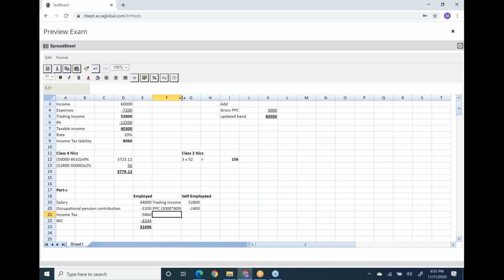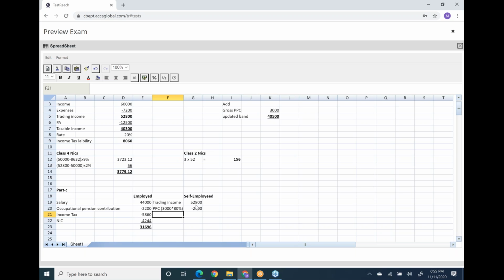This is your outflow. Then in this case you have to pay income tax and NIC. Income tax in this case, which we just calculated, is 8,060. And in this case you have two NICs, class 2 and class 4. Class 2 is 156 and class 4 is 3,779.12. Okay, so these are all the cash flows for self-employed.